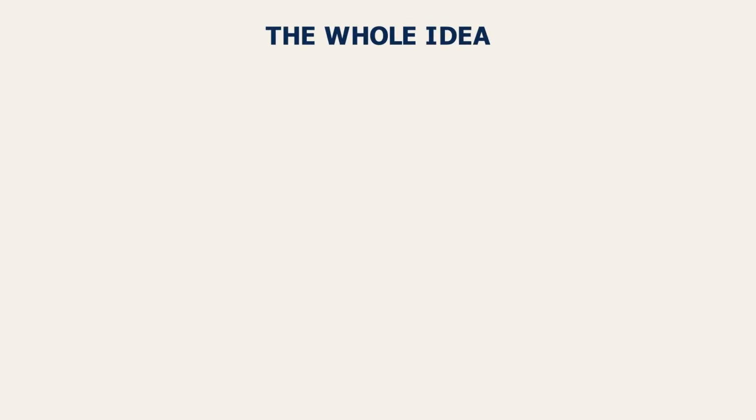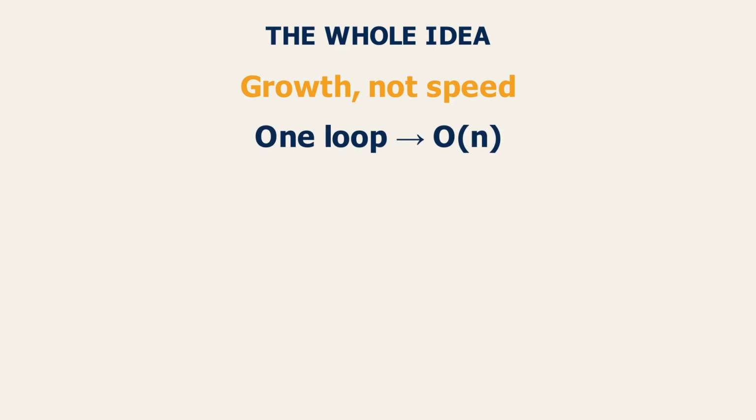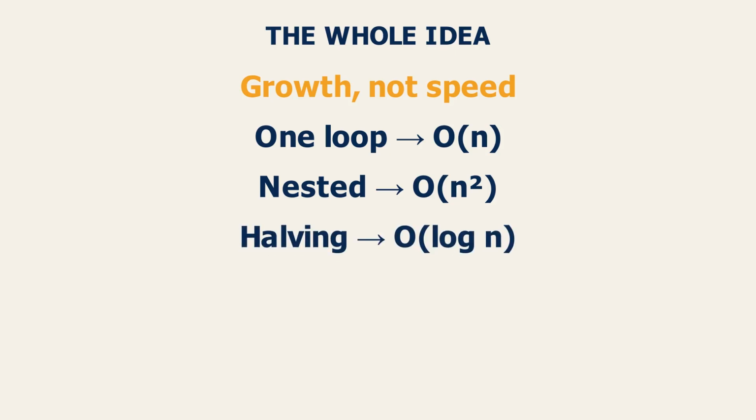Let's lock it in. Big O measures growth, not speed. Count the steps, keep the fastest growing term, drop the constants. No loop, O of 1. One loop, O of n. Halving, O of log n. Nested, O of n squared. Sequential loops add, hidden loops multiply, and Big O always tells the worst case story. That's genuinely all you need to read the complexity of most code you'll ever meet.